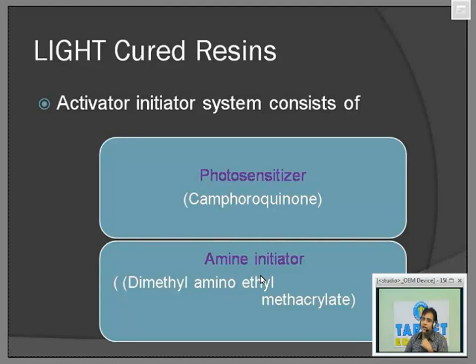Similarly, they can ask you a question regarding light cure resins also. In this, the activator initiator system consists of a photosensitizer, which is commonly camphoroquinone, and the amine initiator is dimethyl aminoethyl methacrylate.